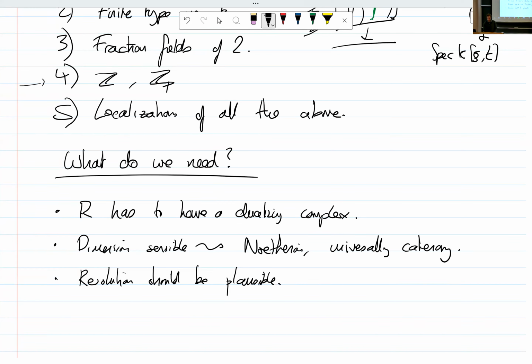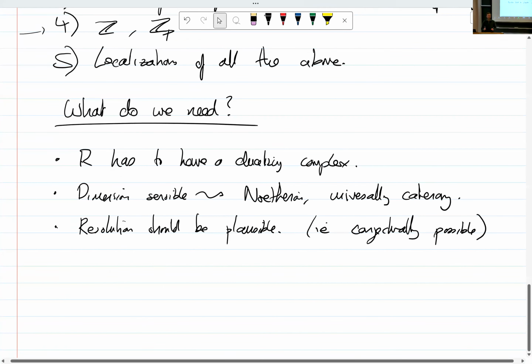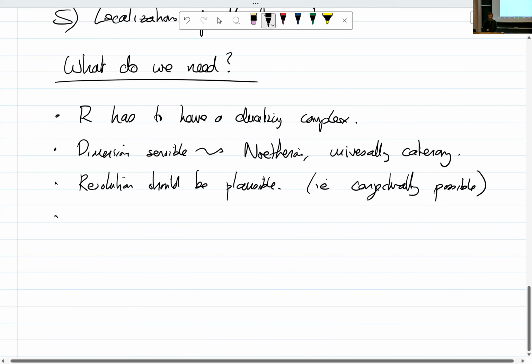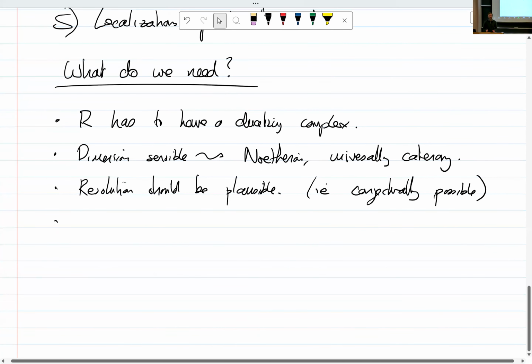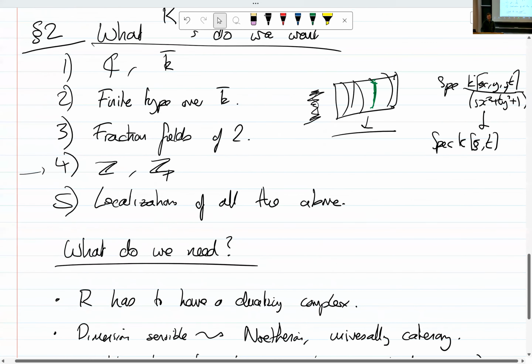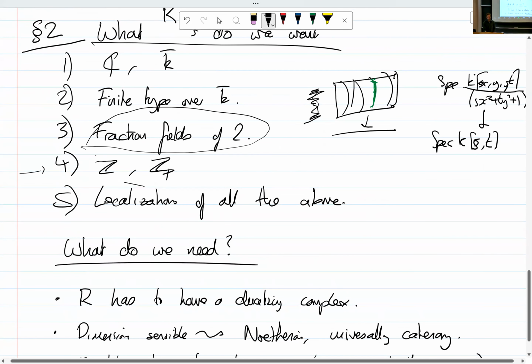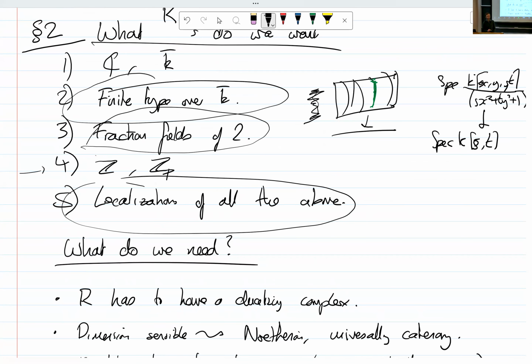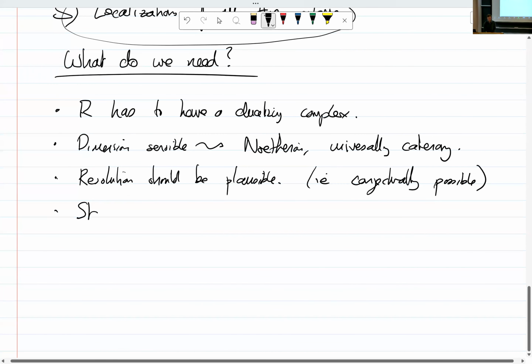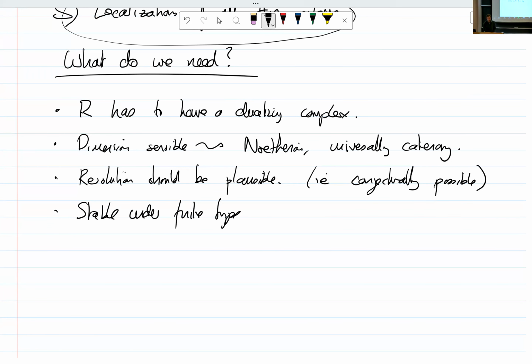Okay. So at the very least, you don't want to have to make a hypothesis on a thing that you know can't possibly be true. So, okay, resolution should be plausible. And finally, well, if we start with something that we want to be able to use, we want to kind of be able to do the stuff we could already do up here to it. So you want to be able to take fraction fields, localizations, things finite type of your ring, and still be able to do the stuff. So a property of R should be stable under finite type and localization.